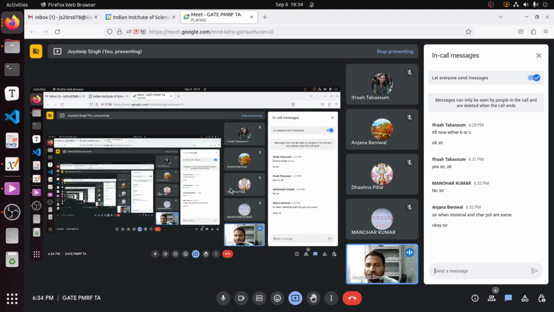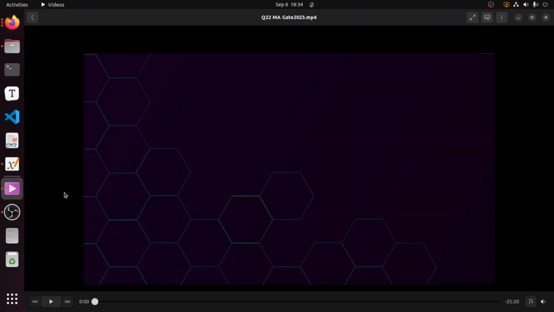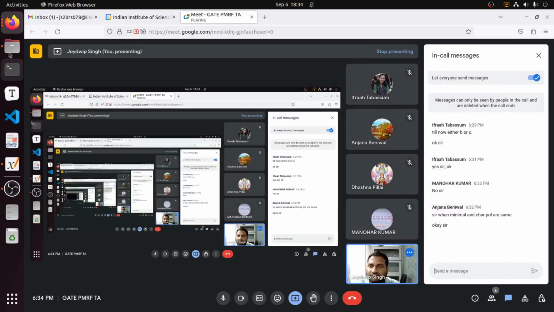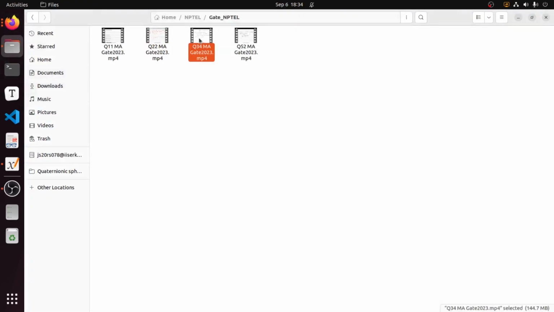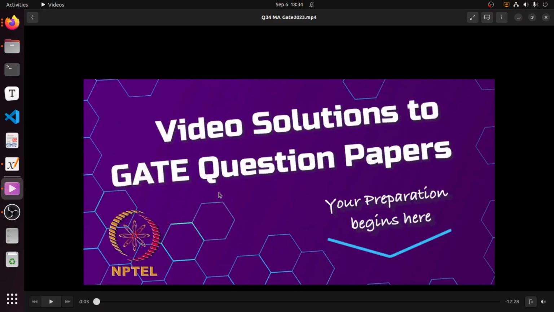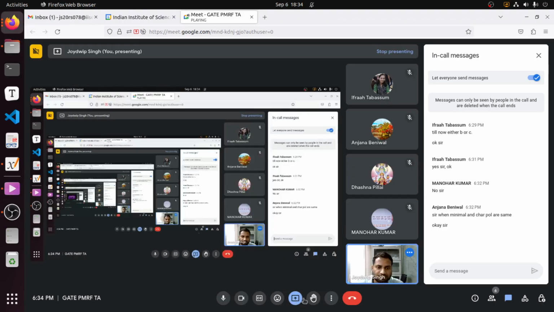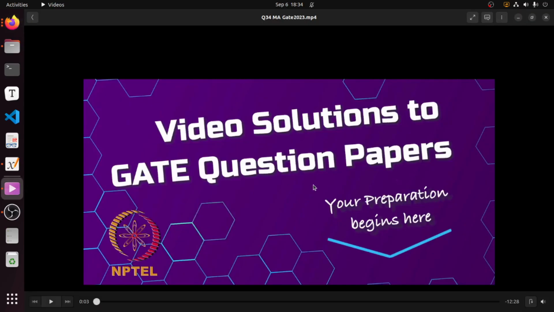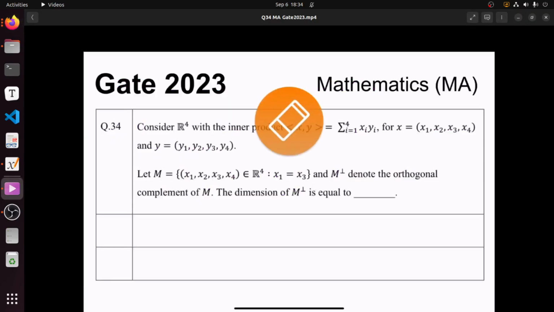Okay, so let's move to the next question. Today we will solve a GATE 2023 mathematics question from linear algebra. This is question number 34, a 1 mark question.